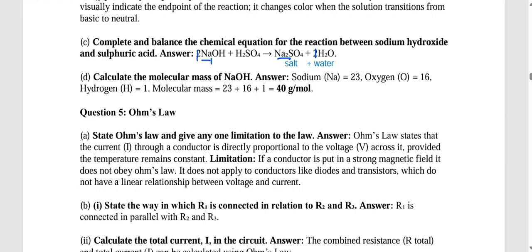So there's supposed to be a 2 here in order for me to balance my sodium. But now what happens is when you put a 2 there, this 2 is now multiplying zvese kumberi kwake, so all these elements are now multiplied by 2.